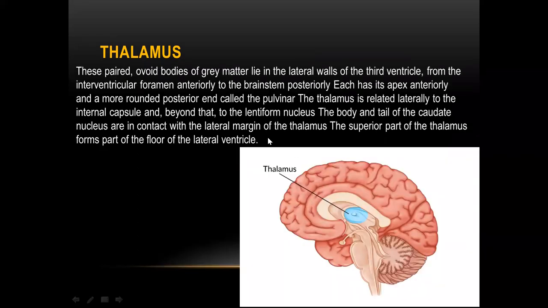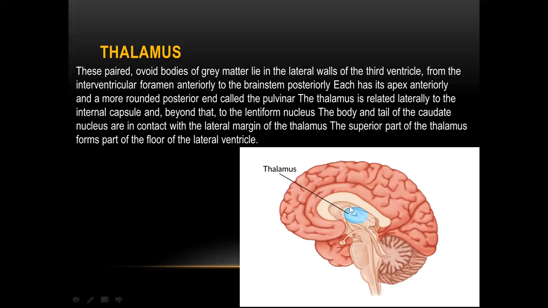Now, start with the thalamus. The thalamus, these paired ovoid bodies of gray matter, lie in the lateral wall of the third ventricle, and extend from the interventricular foramen anteriorly to the brainstem posteriorly. Each has an apex, and the posterior end is a round end known as the pulvinar.